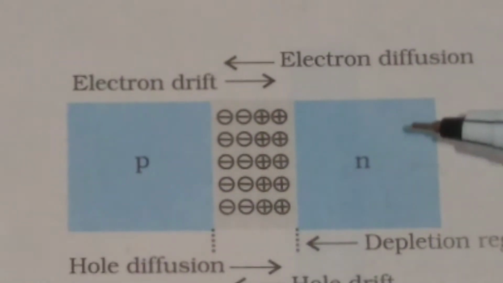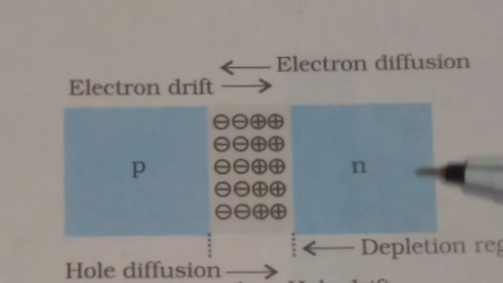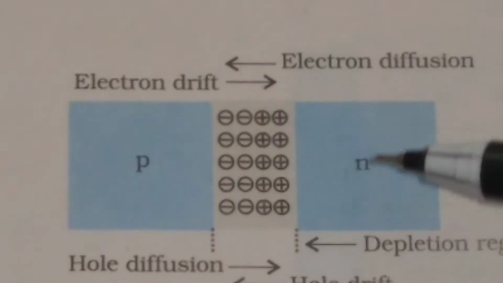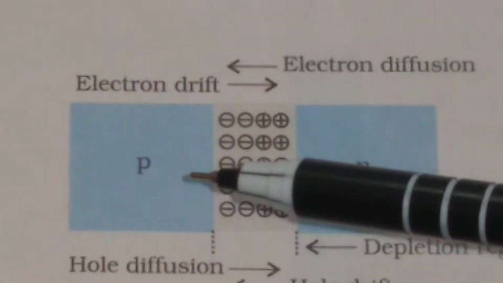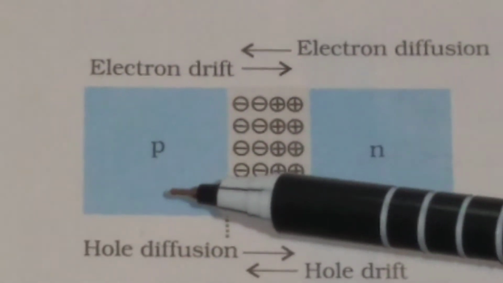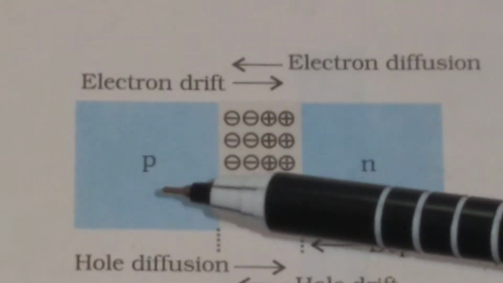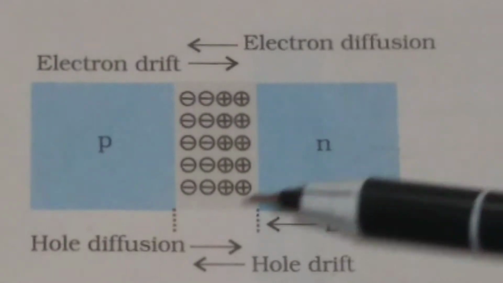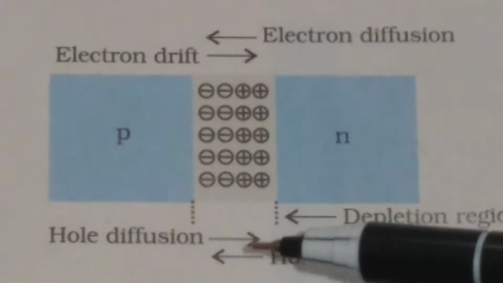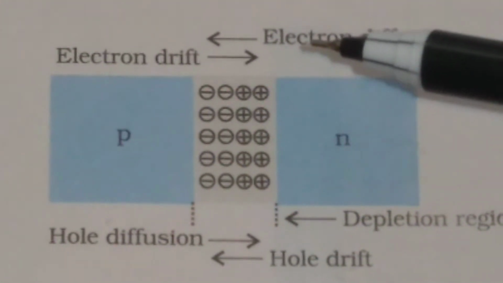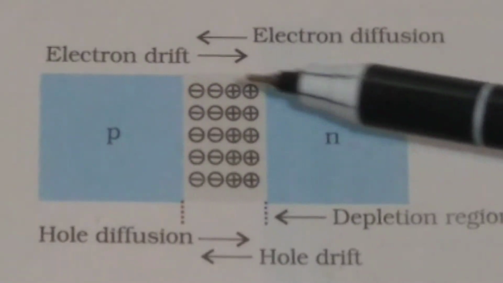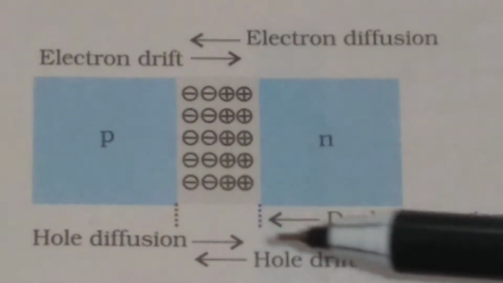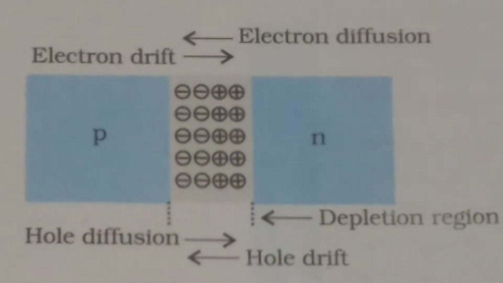So in this figure you see in the N side you have more number of electrons. So electron diffusion occurs from N side to P side, and in P you have more number of holes. So hole diffusion occurs from P side to N side. This is the direction of the hole diffusion, and this is the direction of the electron diffusion.